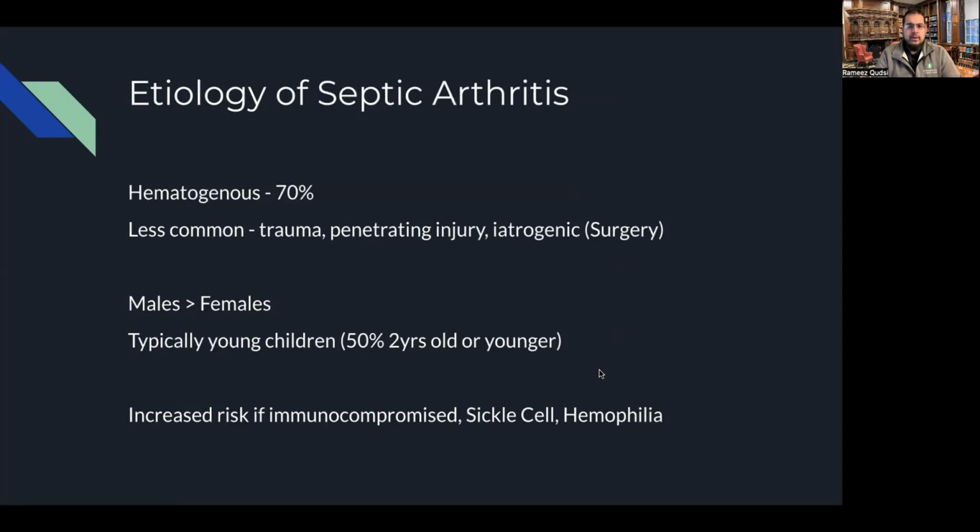So let's talk a little bit about septic arthritis more formally. Our patient, we did the aspiration, and then we can go ahead and assume that they did have septic arthritis. The etiology, it's mostly hematogenous.